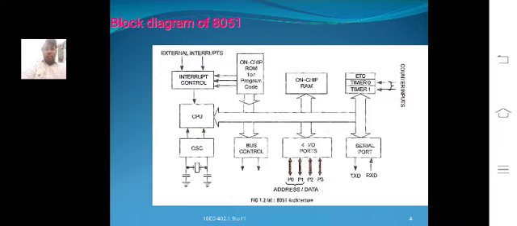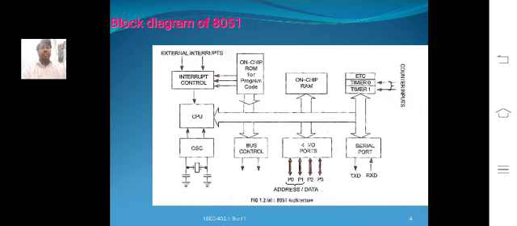The ports are P0, P1, P2 and P3, and there is also the serial port block, which transmits and receives data. And here we have the counter inputs, timer 0 and timer 1, the on-chip RAM, the on-chip ROM for program code, and interrupt control and external interrupts. This is the architecture of 8051 microcontroller.